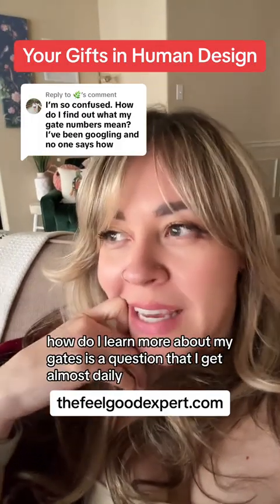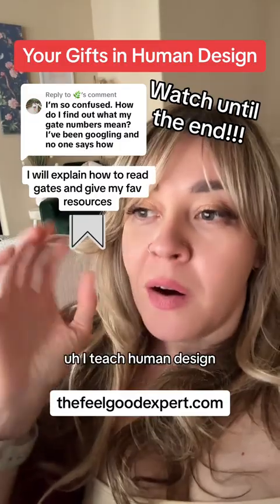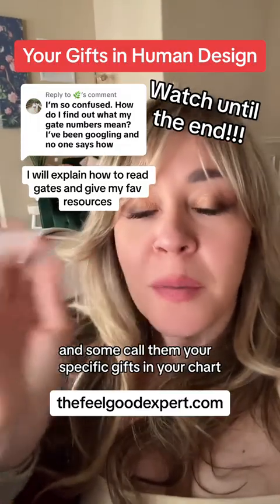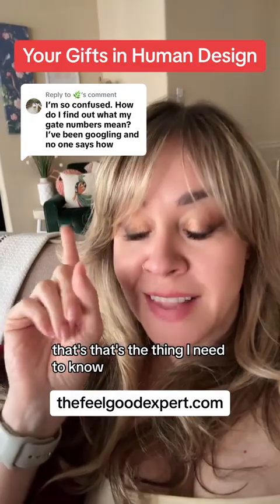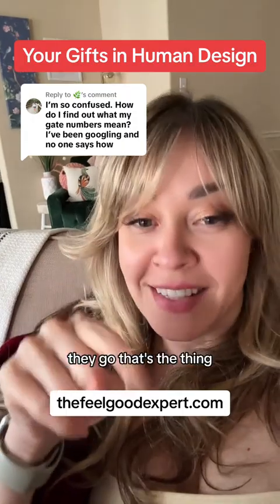How do I learn more about my gates is a question that I get almost daily. What are gates? What am I talking about? I teach human design. Gates are your specific activations, and some call them your specific gifts in your chart. And people look at that and they go, that's the thing I need to know. Even though there are 26 of them, they go, that's the thing.